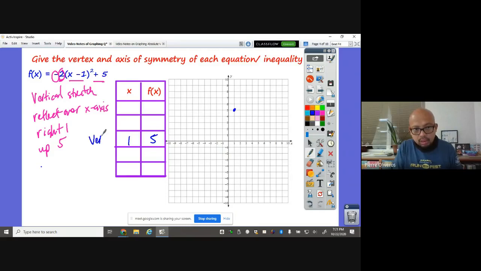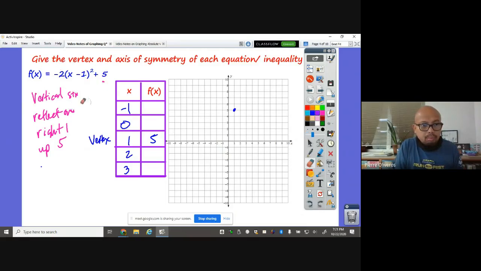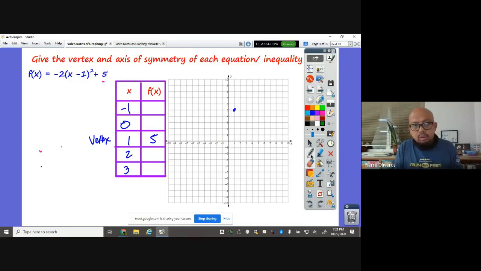Now we're gonna identify values of x before and after the vertex. So I'm gonna put here 2 and 3, and 0 and negative 1. I'm gonna put the 0 first. So let me erase this portion here so we have room for the work. If we plug in the 0 to the x, 0 minus 1 is negative 1, squared is positive 1, times negative 2 is negative 2, plus 5 is going to be 3.